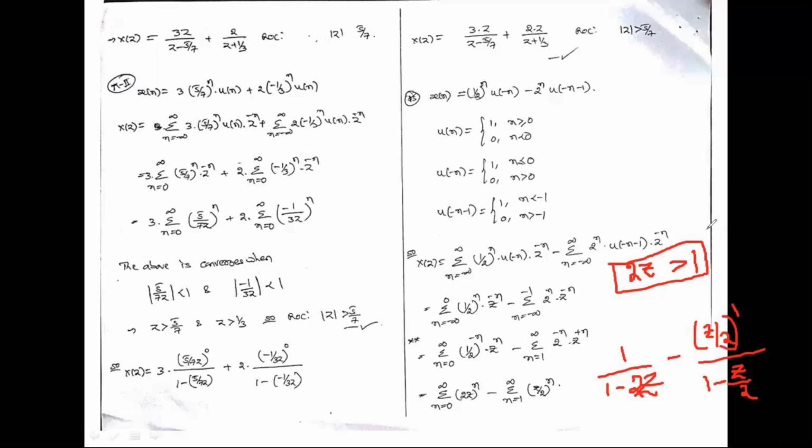Got it, my dear students? And both functions now: z by 2 is greater than 1, that is z is greater than 2, and here z is greater than 1 by 2, nothing but 0.5. So you take the ROC as only the one up to z is greater than 2. Simplify this one.